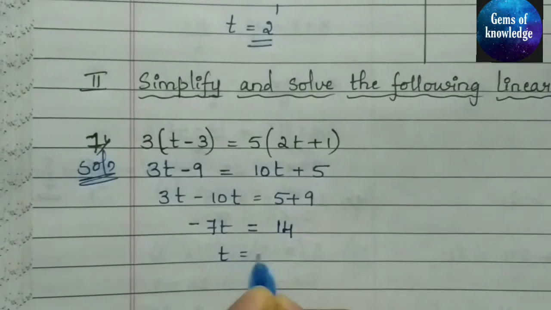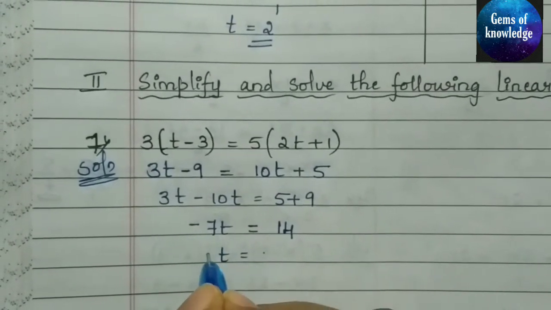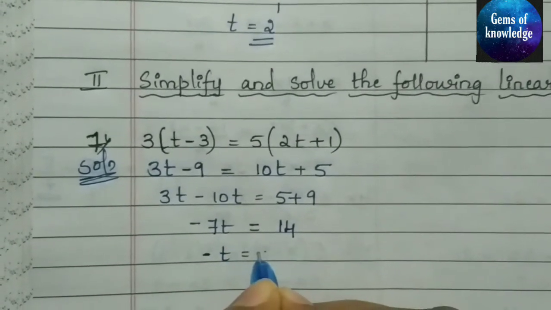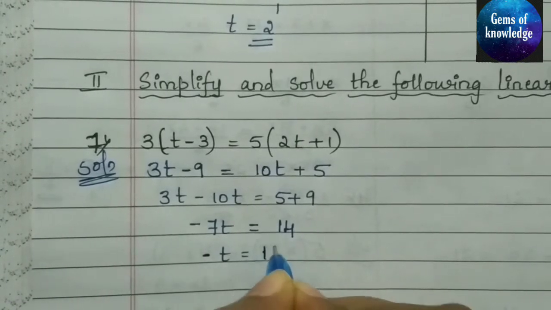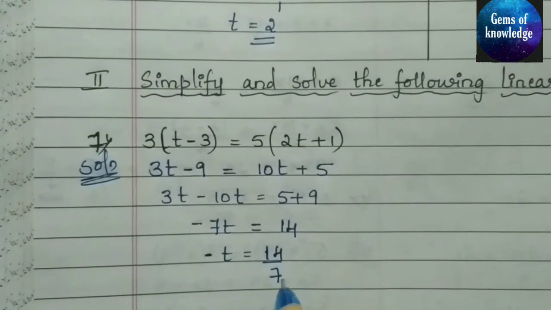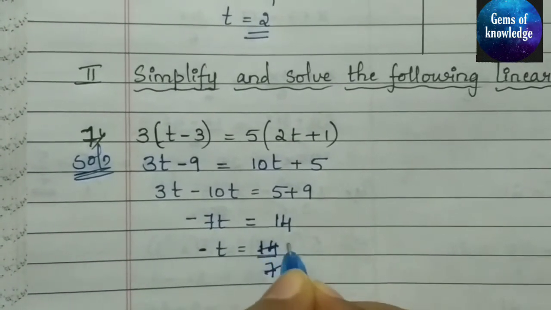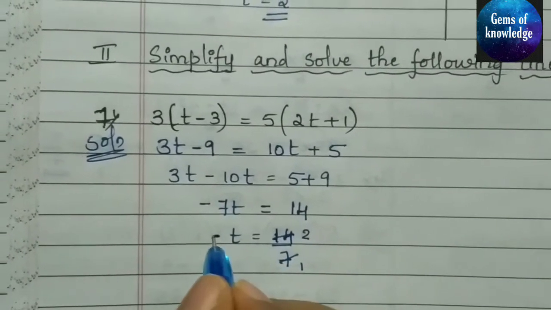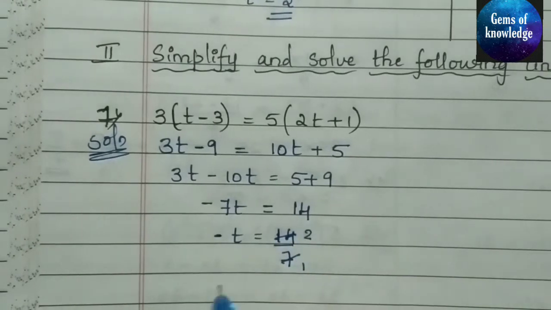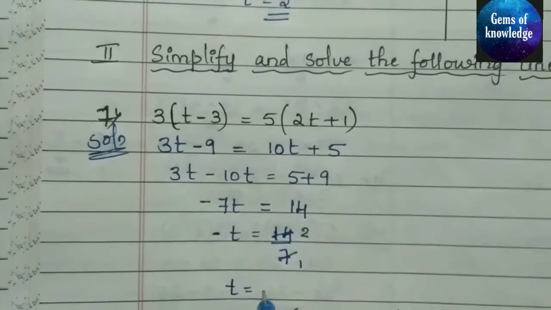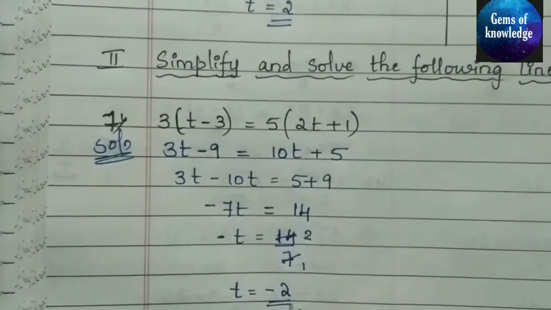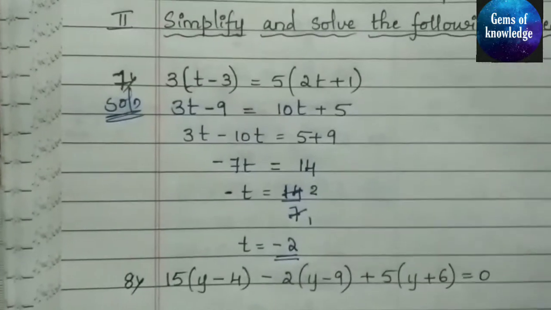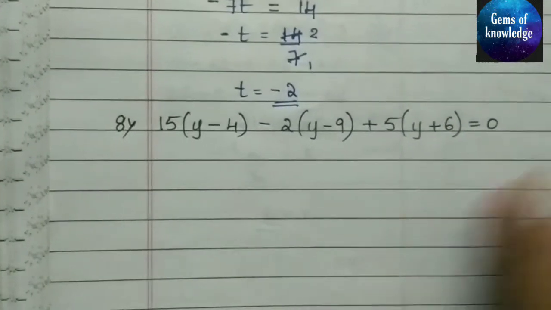So t is equal to, we will keep this minus as it is here. So it will become 14 divided by 7. So 7 1s are 7, 7 2s are 14. So we got minus t is equal to 2. So let us bring this minus to this side, then it will become t is equal to minus 2. Okay. So moving to the next one, that is the 8th one.